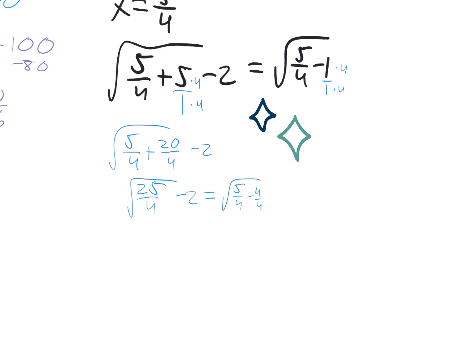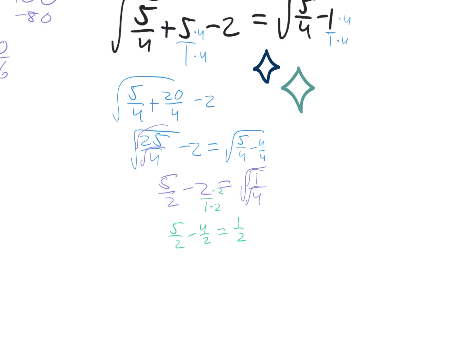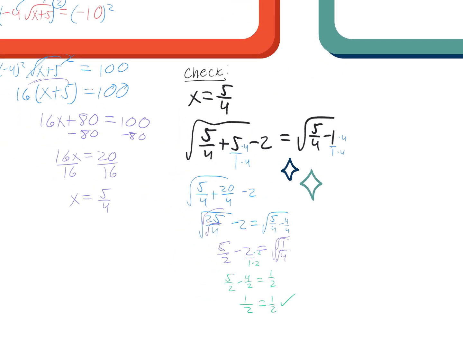And then we get the square root of 25 over 4. If you're dividing under a radical, you can square root the top, square root the bottom. So we get 5 over 2 minus 2 equals the square root of 1/4. Again, you can square root the top and the bottom. Then let's get a common denominator here, so times 2 over 2. So we get 5 over 2 minus 4 over 2 equals 1 over 2. And this works. 5 minus 4 is 1 over 2. 1/2 equals 1/2, this is true. So 5 over 4 is a solution.